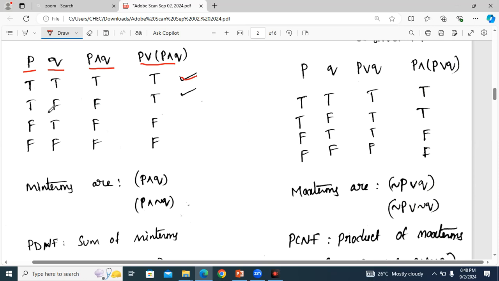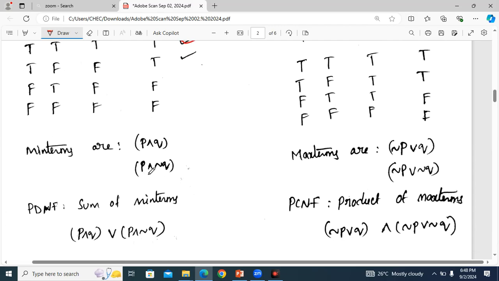In the second case, true, false. That means the conjunction of P and negation Q, since Q's truth value is false. So the second min term is P and negation Q. So PDNF means the sum of min terms: (P and Q) or (P and negation Q). So this is about DNF and PDNF.